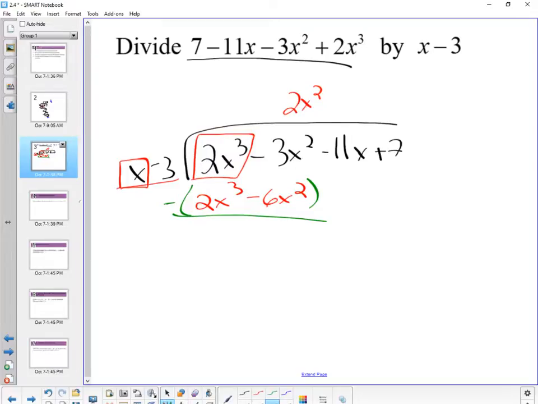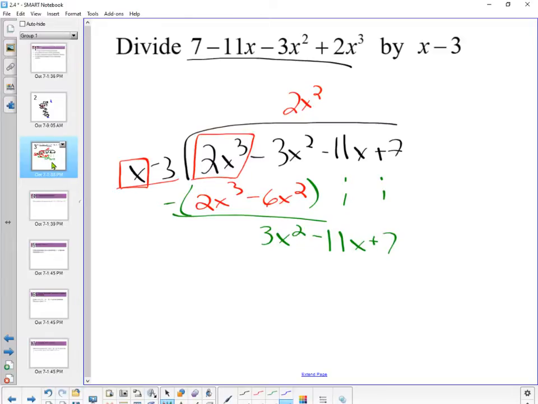2x to the third minus 2x cubed is 0. Negative 3x squared plus 6 will give me this, right? And then I would bring down my numbers. Remember that? Cool. Questions? Any part? Rinse, repeat. That's all we're doing now.